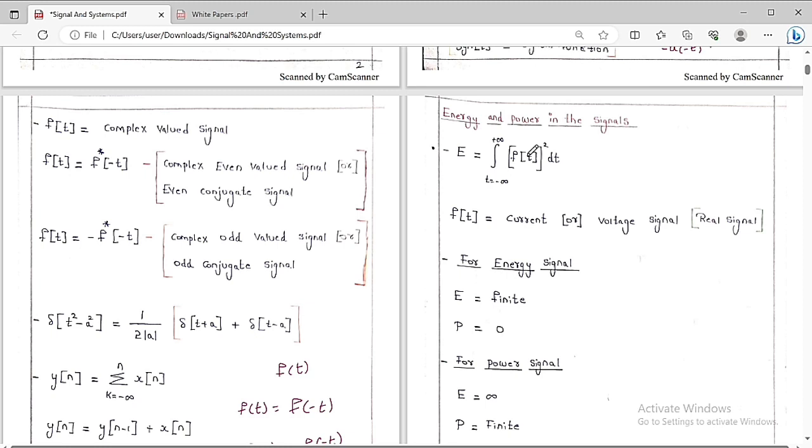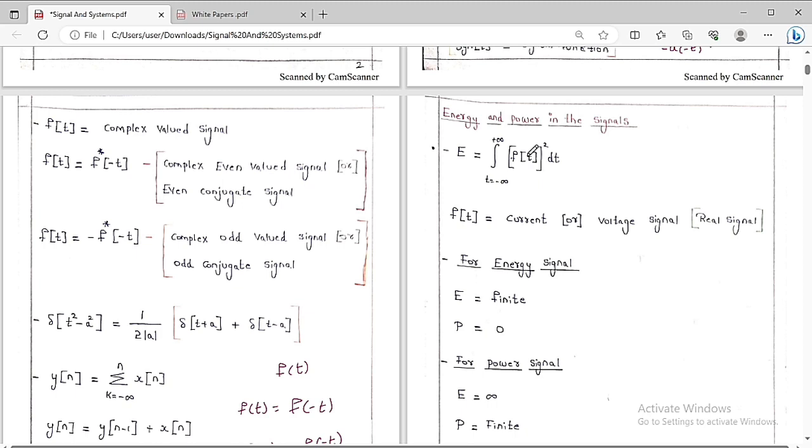It tells you how much energy is present in the signal f of t, which is E equal to the integration from t equals minus infinity to plus infinity of f of t whole square into dt. This is in terms of a continuous time system. So this is the expression of the energy in the signal f of t in the continuous time domain. Here f of t can be a current or voltage, or any real signal.